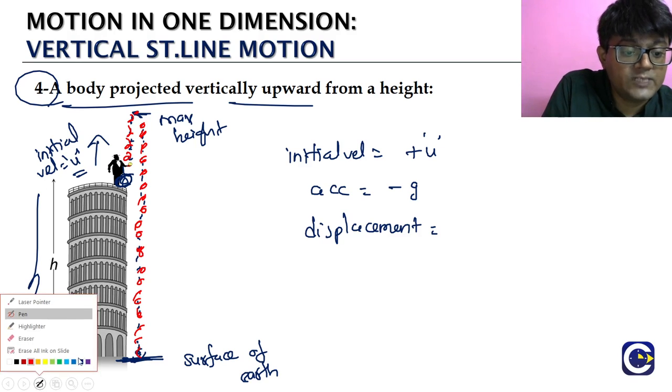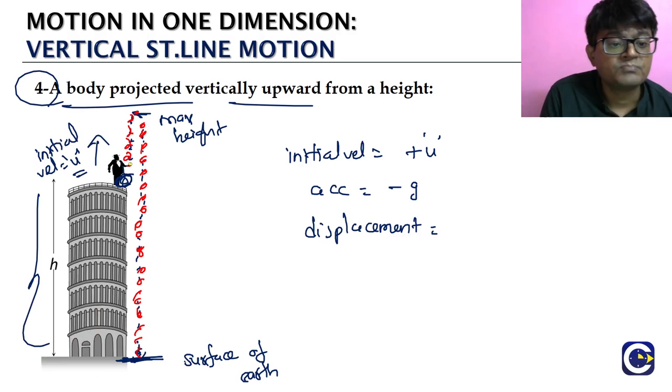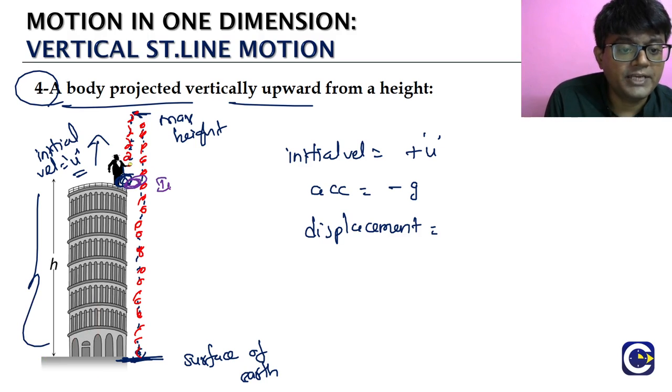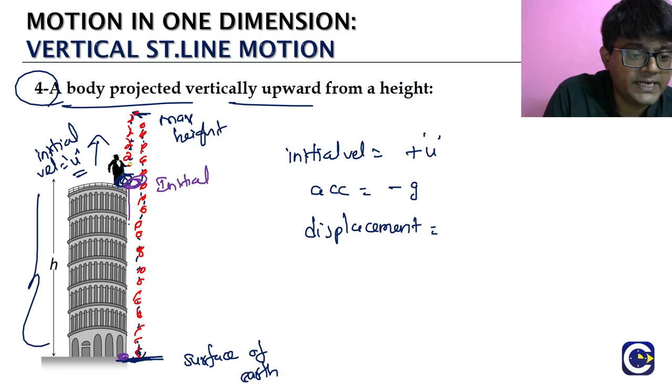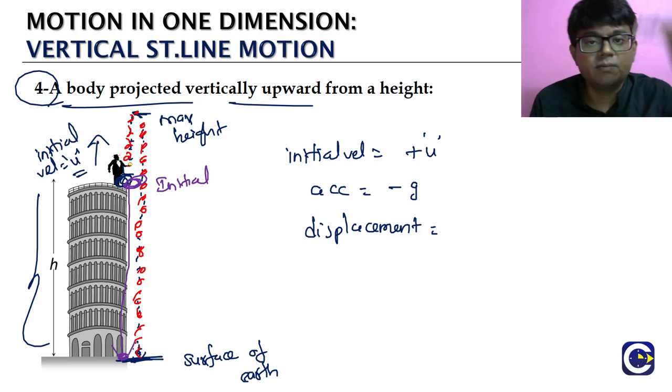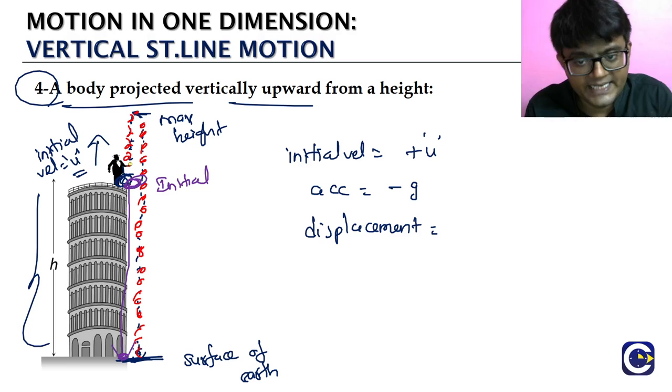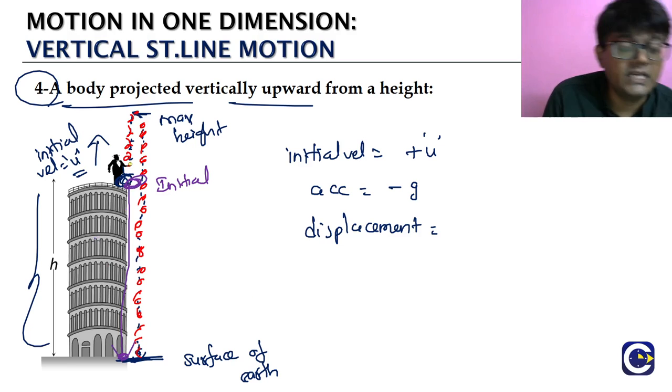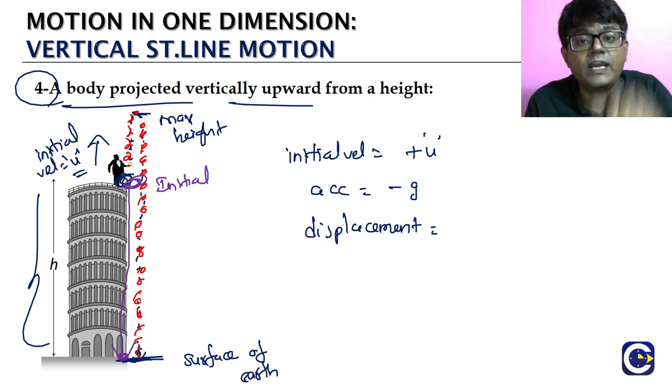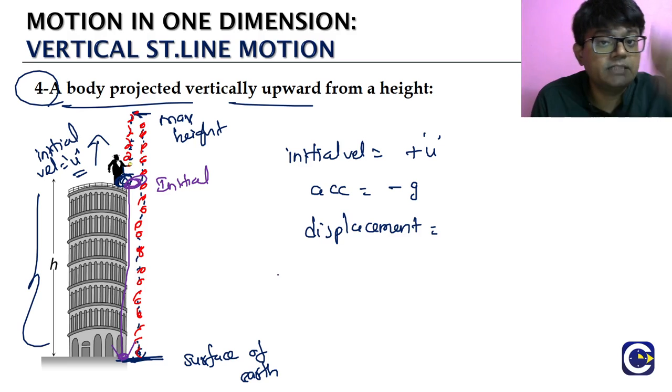But here we are not looking for the distance. S is what? Displacement, right? What will be the displacement? This is where you have the initial point. Correct. And where is our final point? This is our final point. What is the displacement? From initial point to final point, shortest distance, right? So displacement of the overall journey will be what? Initial point is above, final point is below. So displacement is downward direction.